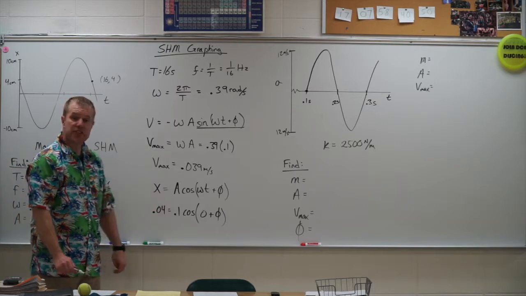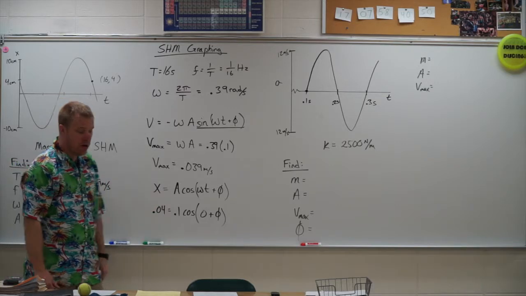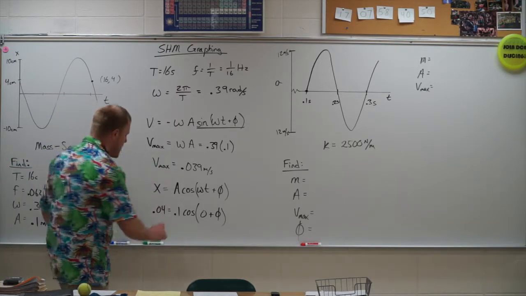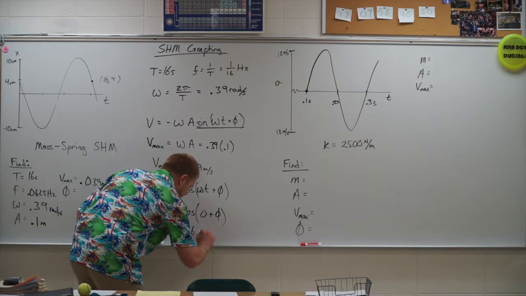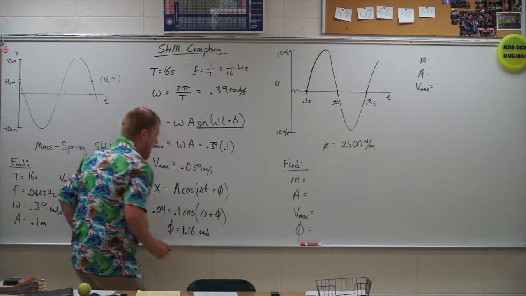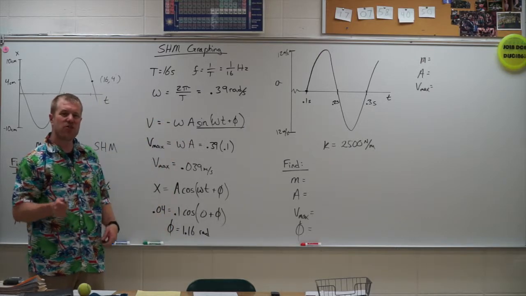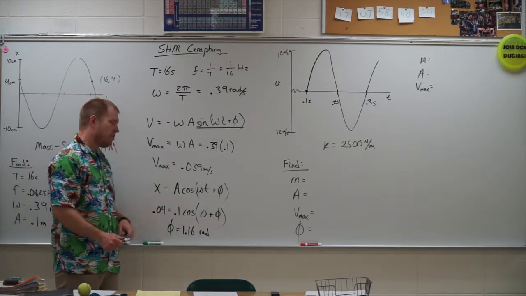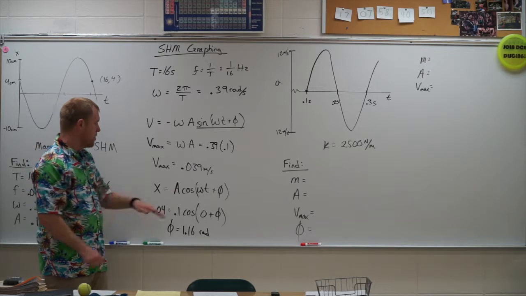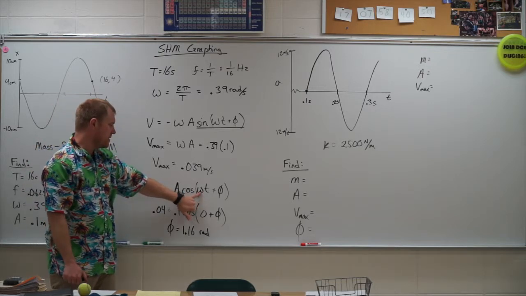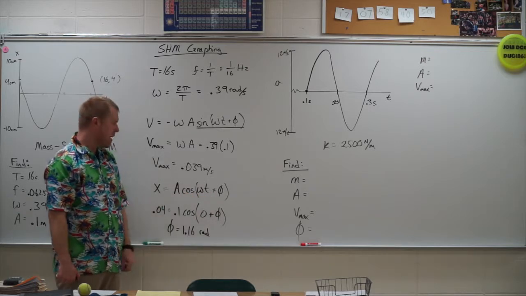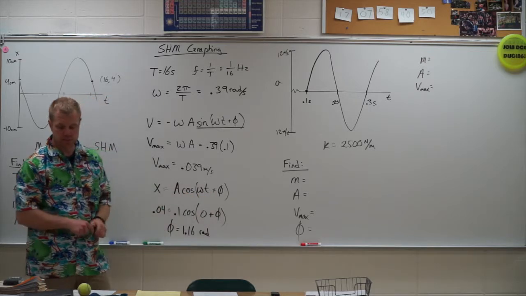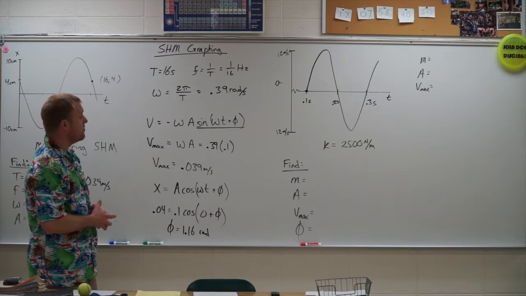Go ahead and solve this. So when I solve that, I got phi is equal to 1.16 radians. And when you solve this, make sure you're in radian mode to get the correct answer there, because we are using radians per second times seconds plus radians, and then I'm going to use my radian mode on that cosine function.